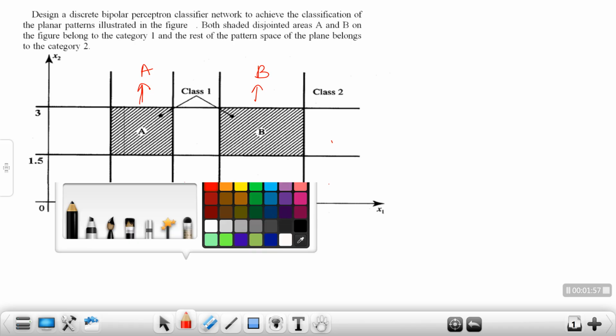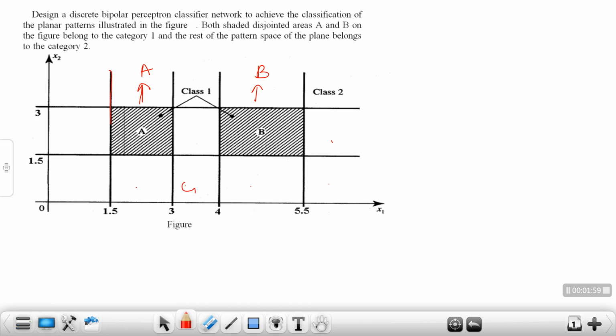So which are those lines? This is one line, this is another line, this is the next line, and this is the next line. So there are 4 lines, and the region lying to the right of one line, to the left of another, above one and below another, belongs to class A, class 1.